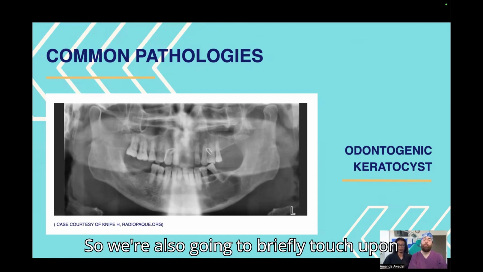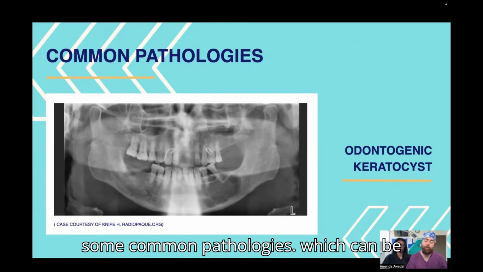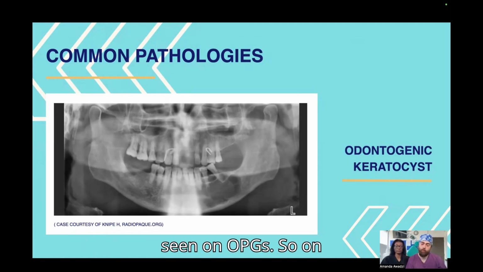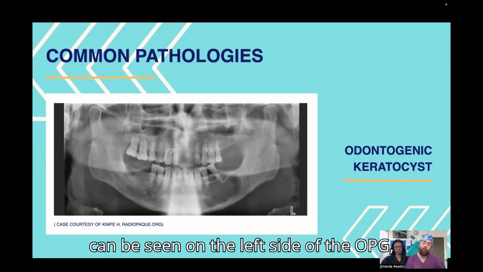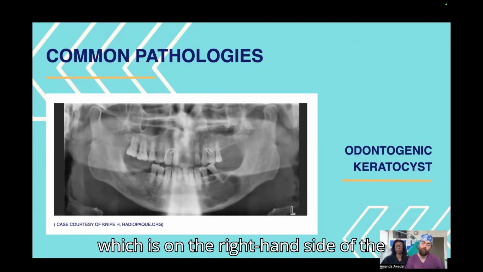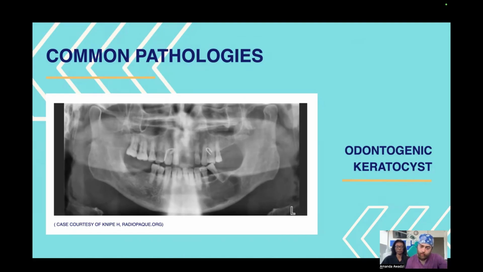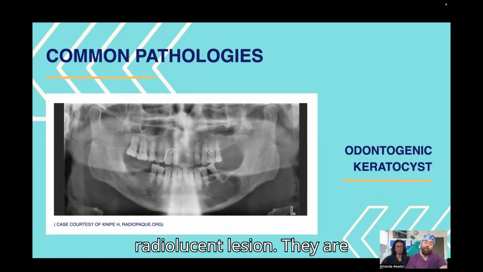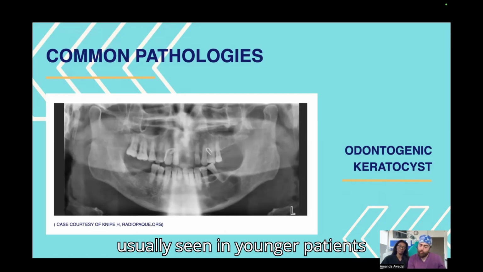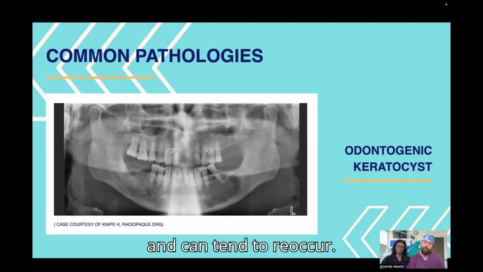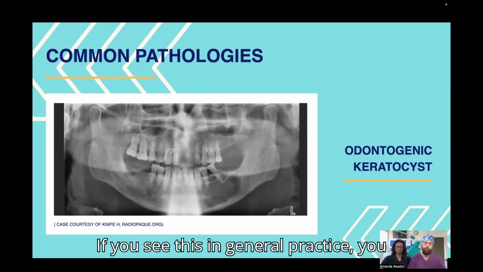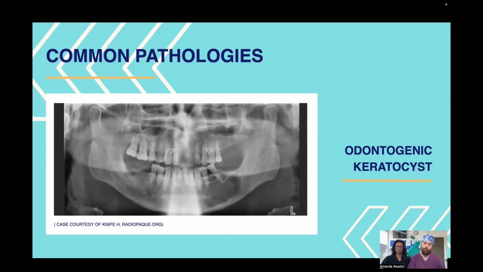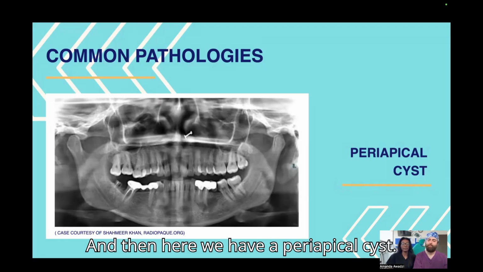So we're also going to briefly touch upon some common pathologies, which can be seen on OPGs. So on this image, you can see odontogenic keratocysts. This can be seen on the left side of the OPG, which is on the right-hand side of the screen. It looks like a multilocular radiolucent lesion. They are usually seen in younger patients and can tend to reoccur. If you see this in general practice, you most likely have to refer that in to maxillofacial surgery or oral medicine.